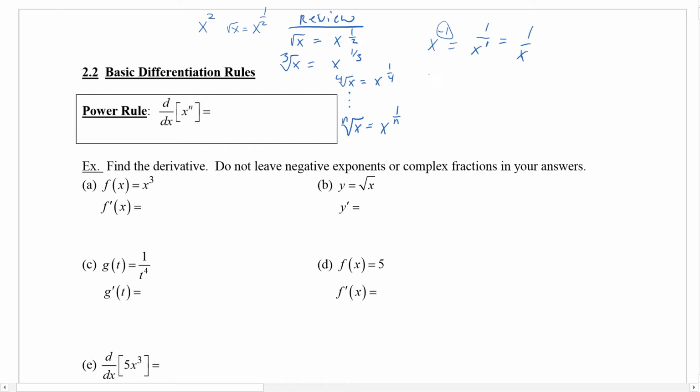Let me give you another example. X to the negative second. The negative 2 affects the x, so that means I'm going to reciprocate the x and keep the 2 in the bottom, and I'm done.